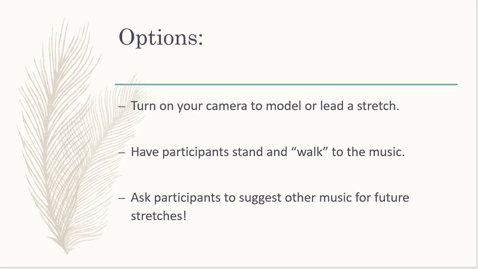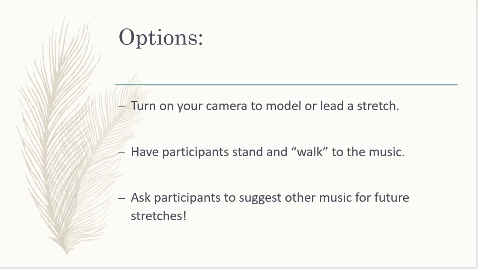So some options that you can have if you're doing this with your students, you could turn your camera on to model or to lead a stretch. You could have participants stand or walk around to the music, especially with pre-K and kinder. You might have students who are very much more active. So sitting still stretch might be a challenge for them, but they could walk the feelings, right? Have them walk in a small circle and walk their feelings around of how they're reacting to that piece of music.